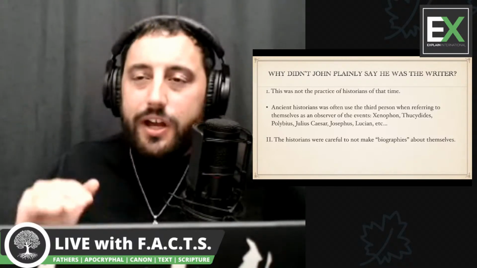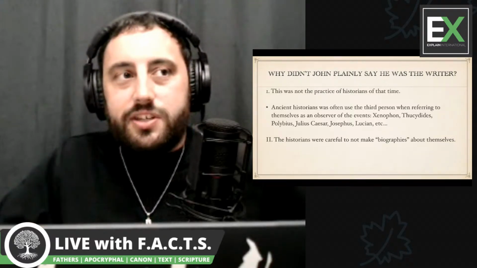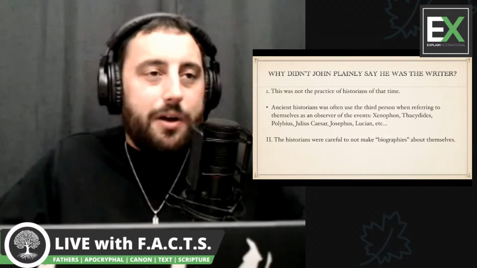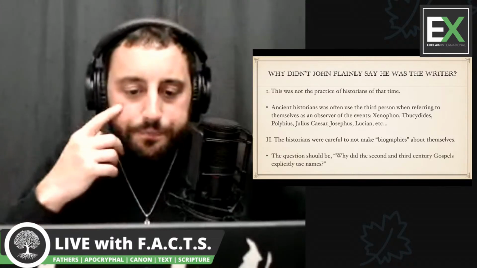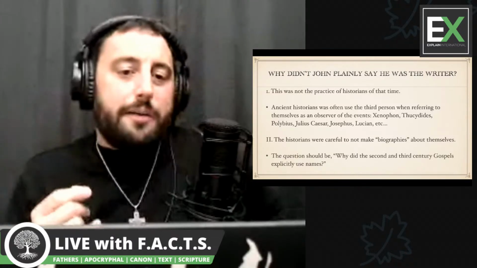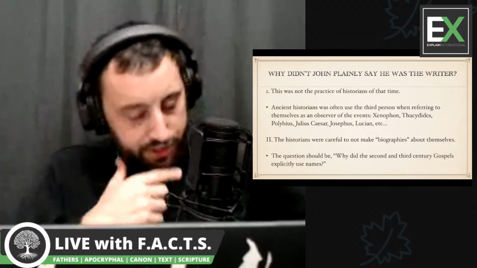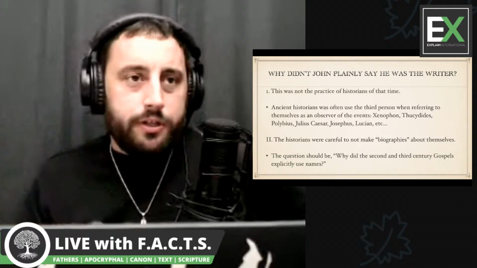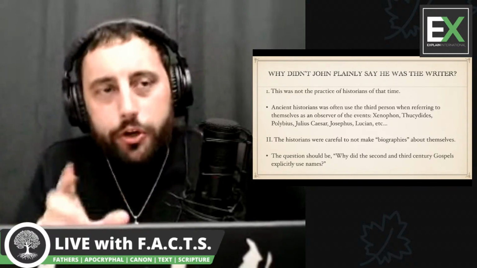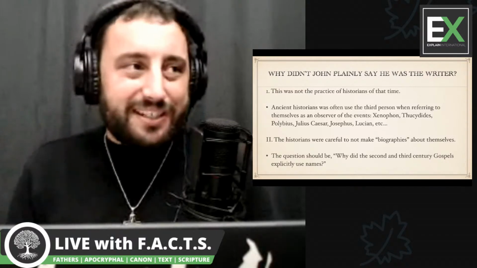So that's one reason. The second reason is they were careful about not making a biography about themselves. They were careful not to include themselves and make themselves the hero of the story, the most significant thing in the story, because it was not a writing about their own life. It's not an autobiography. It's a biography. So the question should not be, why didn't Matthew, Mark, Luke, and John just plainly put their name in there, perhaps with the exception of Luke? But the real question should be, why did the second and third century Gospels explicitly use names?